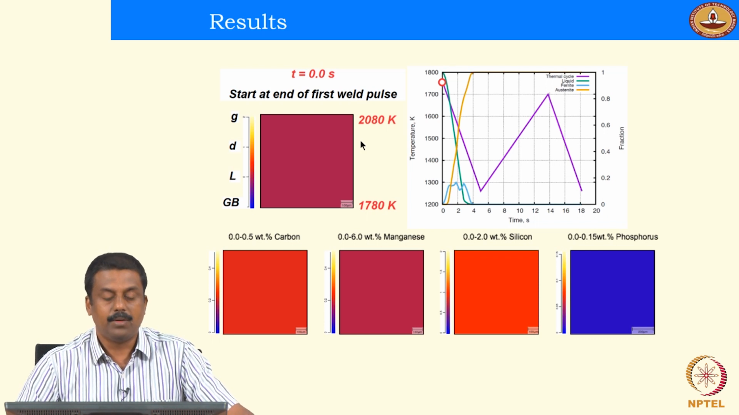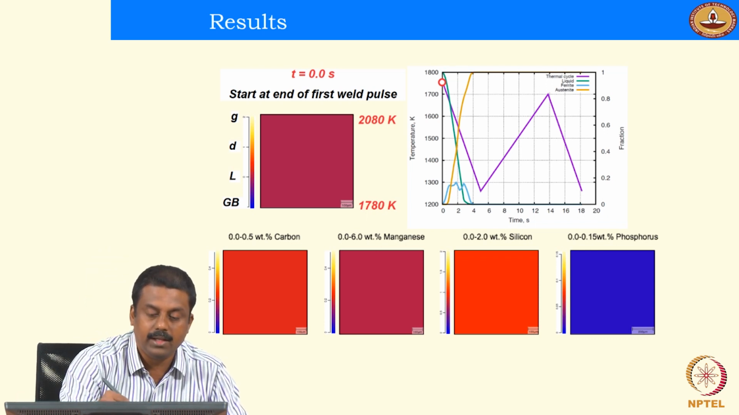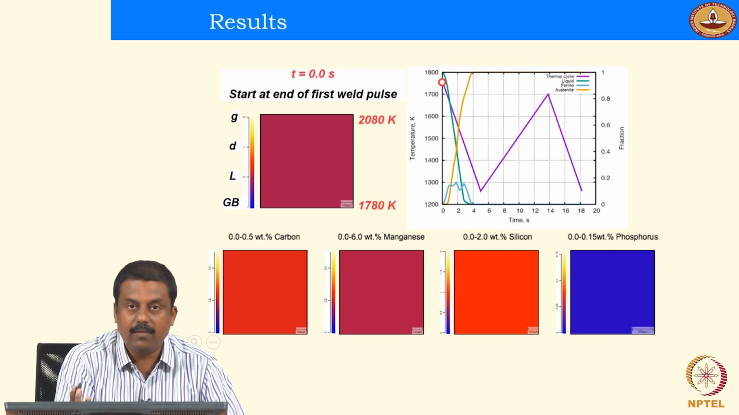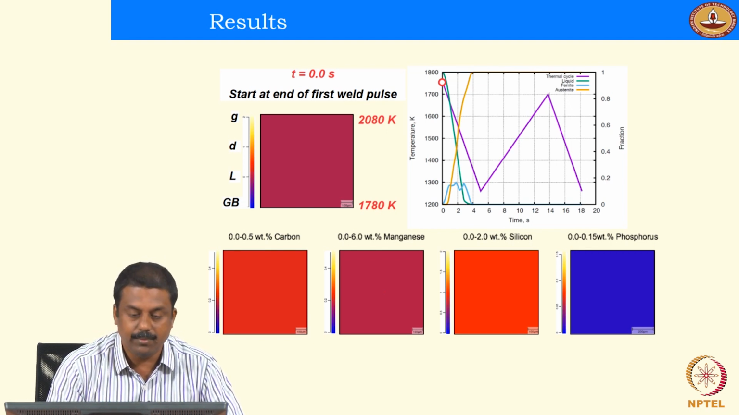It's weld center. So everything is liquid over here, you see here, and then you will have a uniform distribution of carbon, manganese, silicon, phosphorus in the liquid. It's a single phase liquid, right? So when it's liquid, all the elements are homogeneously distributed.